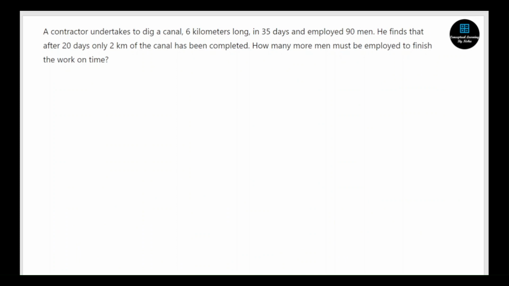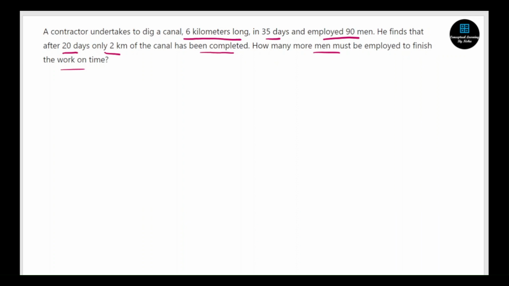Now, a contractor undertakes to dig a canal, 6 kilometer long, in 35 days, employing 90 men. He finds that after 20 days, only 2 kilometer of the canal has been completed by 90 men. How many more men must be employed to finish the work on time?